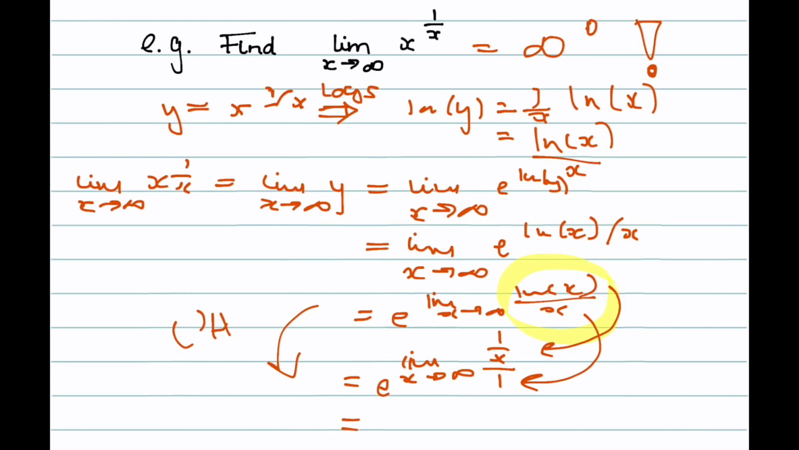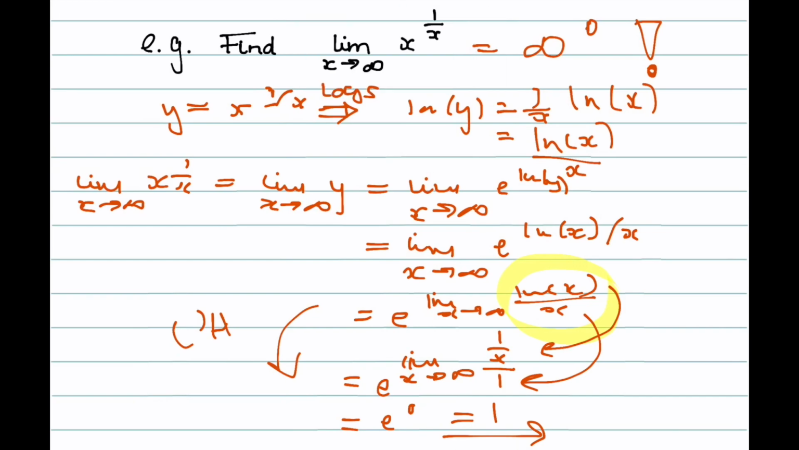And this, if we take the limit of 1 over x as x goes to infinity, we find that this limit will be equal to e to the 0, which is equal to 1. And that's how we use L'Hopital's rule for exponential indeterminate forms.